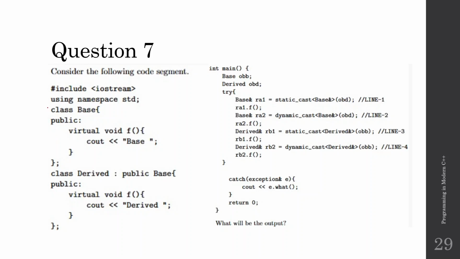So in this question we have a class base which has a virtual function f which prints base. So this is used to identify the class. Next we have another class, derived, which inherits from base and overrides the function f and prints derived. So the function f is used to differentiate between the two classes, base and derived. In the main function we'll use this to differentiate between them.